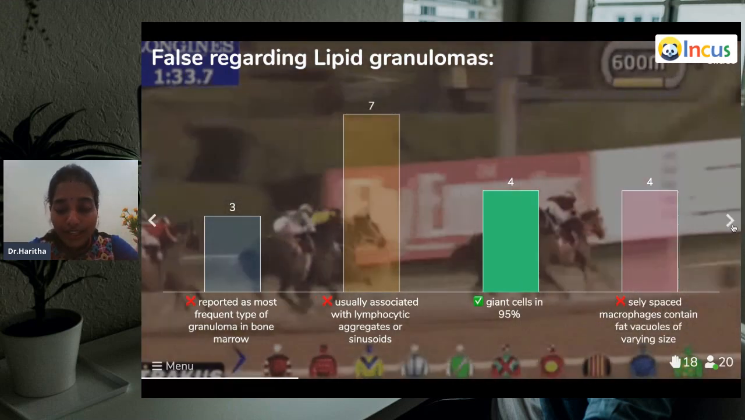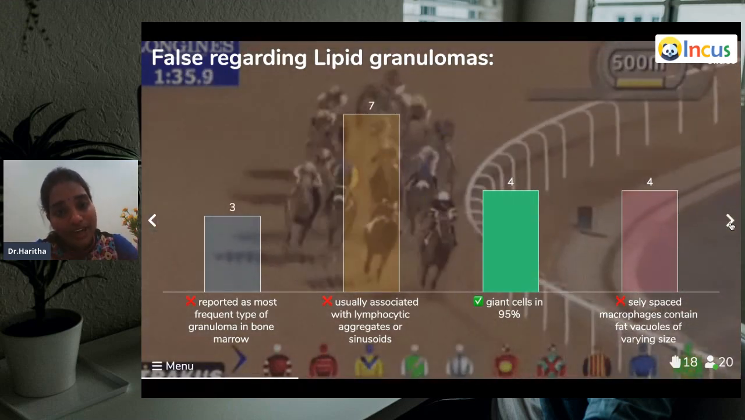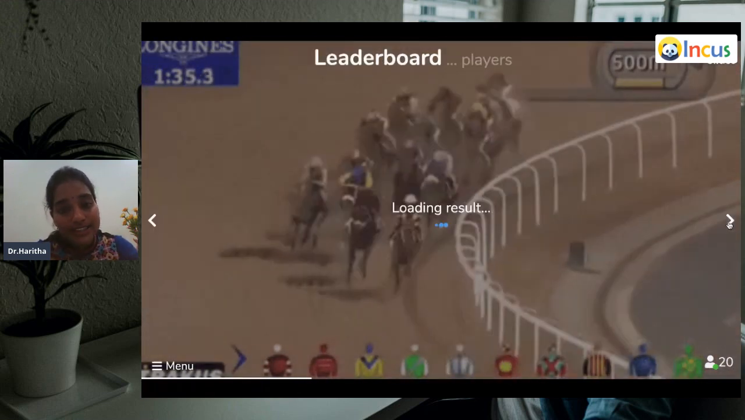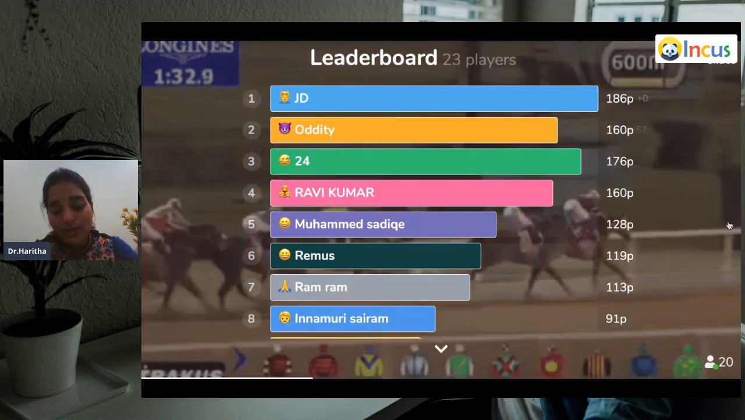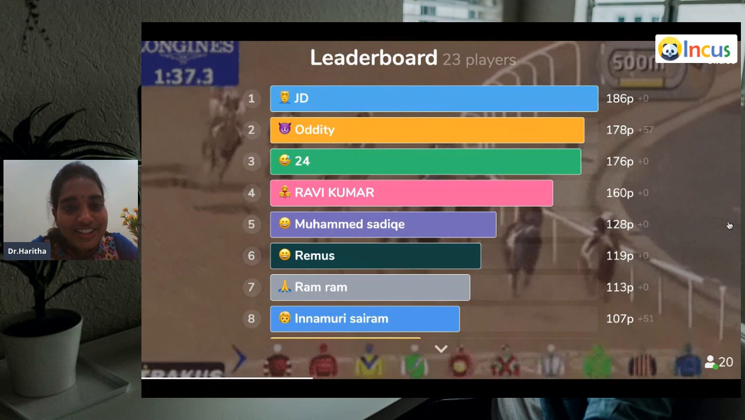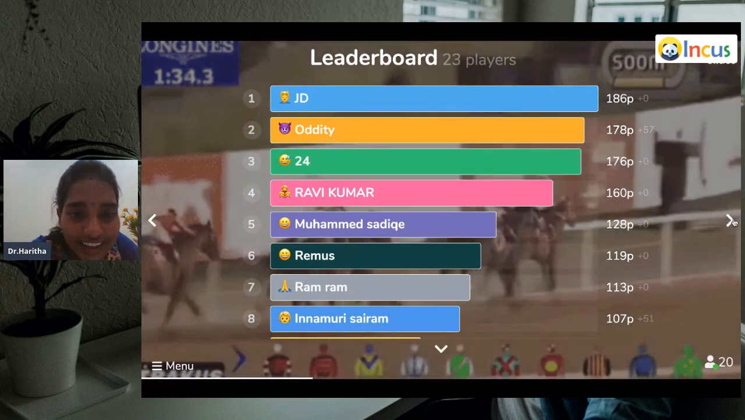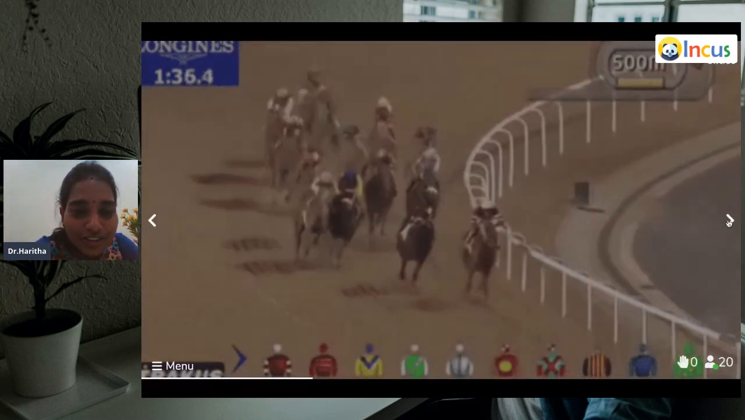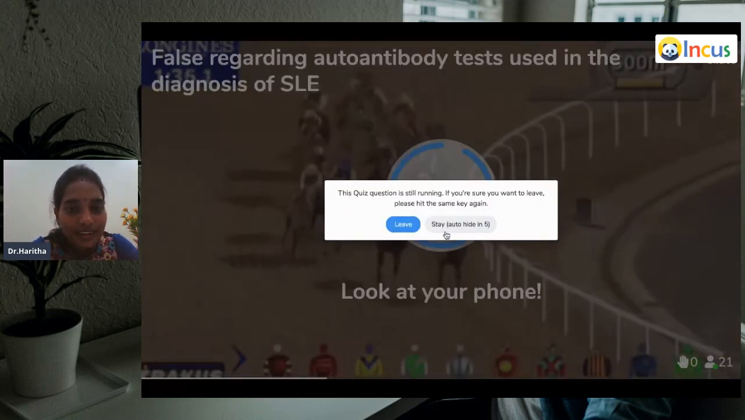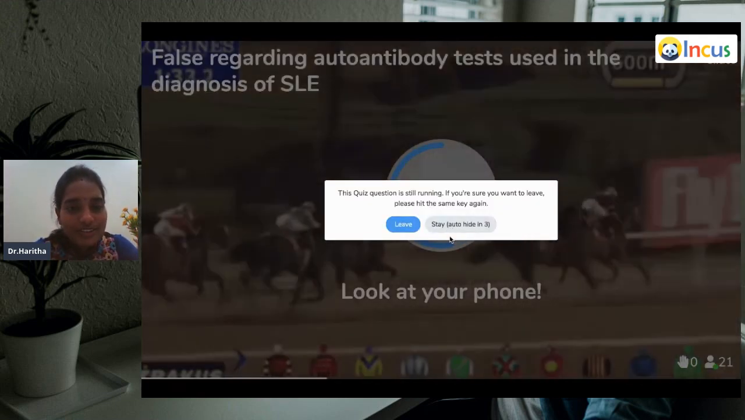So, what is reported as the most frequent type of granulomas in the bone marrow? Yes. Usually associated with lymphoid aggregates and sinusoids? Yes. Loosely spaced macrophages contain fat vacuoles of varying size. Yes, JD, Oddity, Inamori Sairam. Come on, you should keep up. The next question.